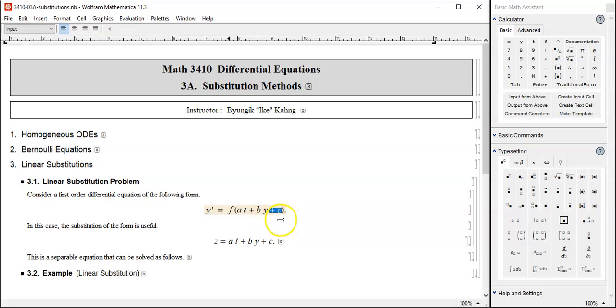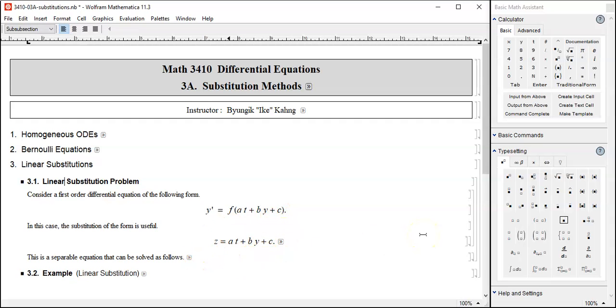But with plus c, because of that, it's not linear in the strict form. It should be called affine substitution. That would have been correct terminology, but then again, it's too late to change anything. This kind of thing we're going to call linear substitution. So once you have something like this, what do you do?